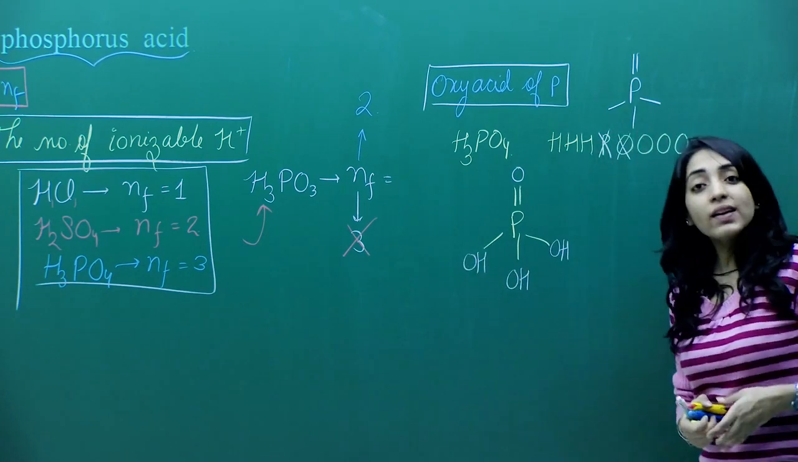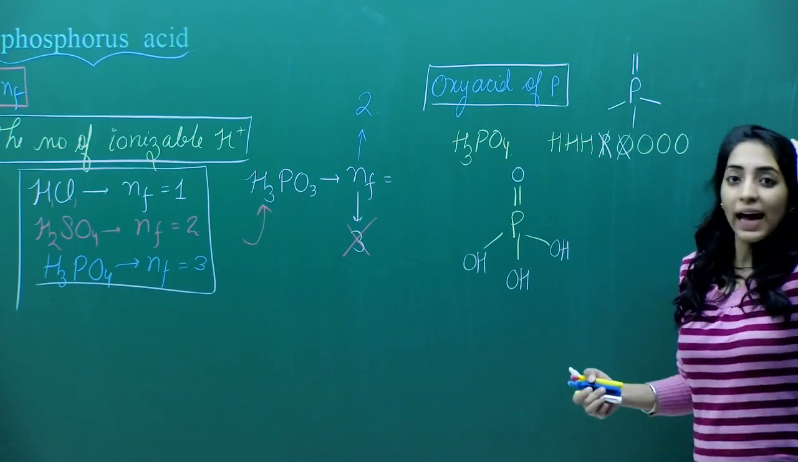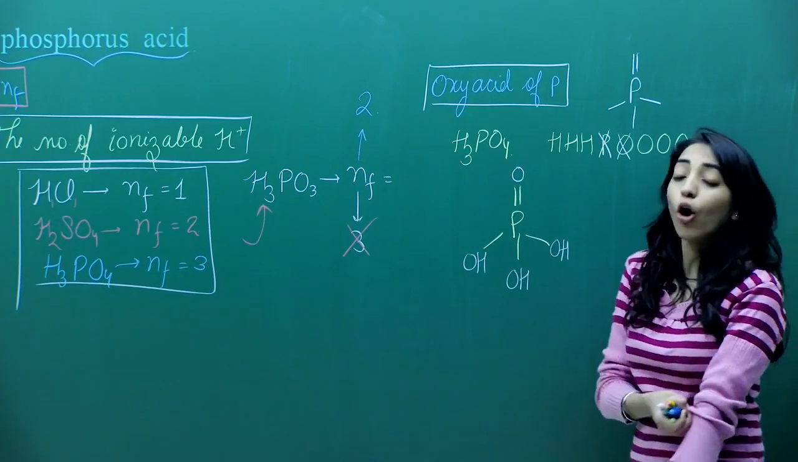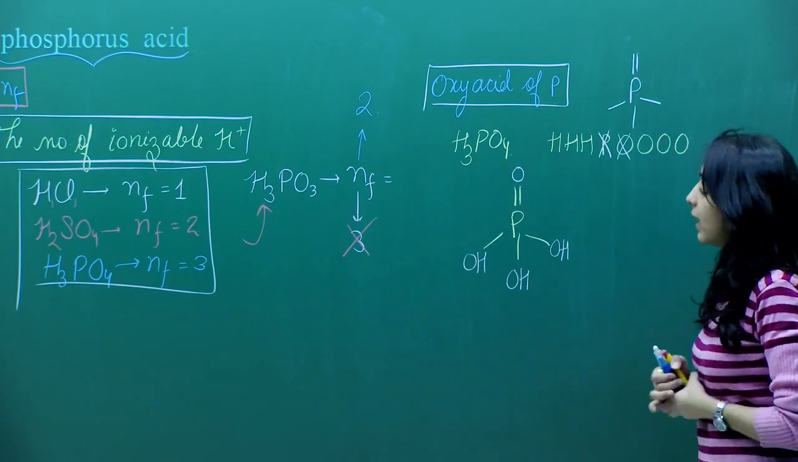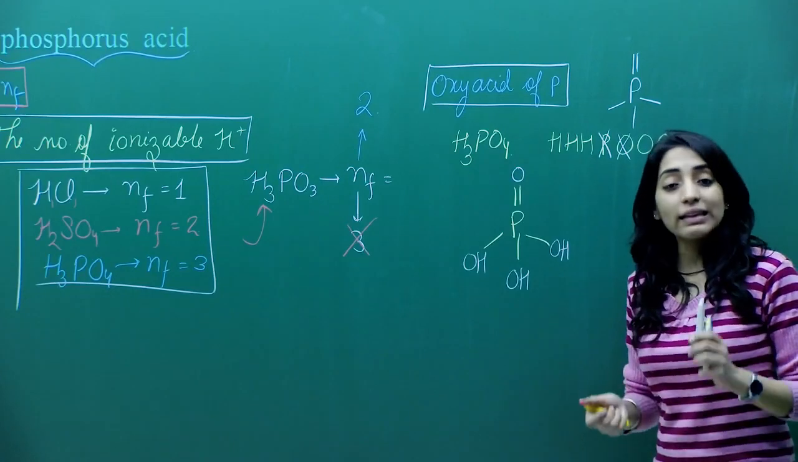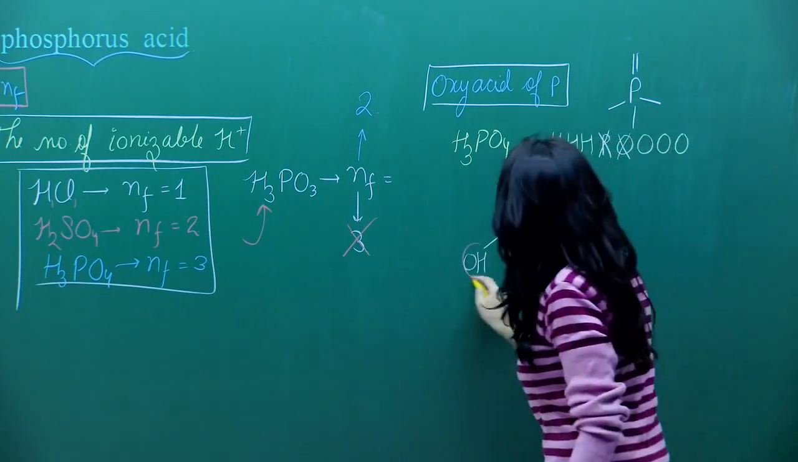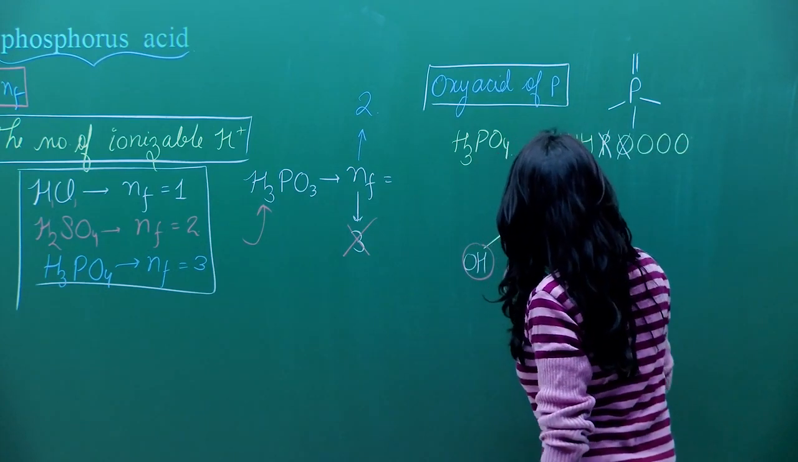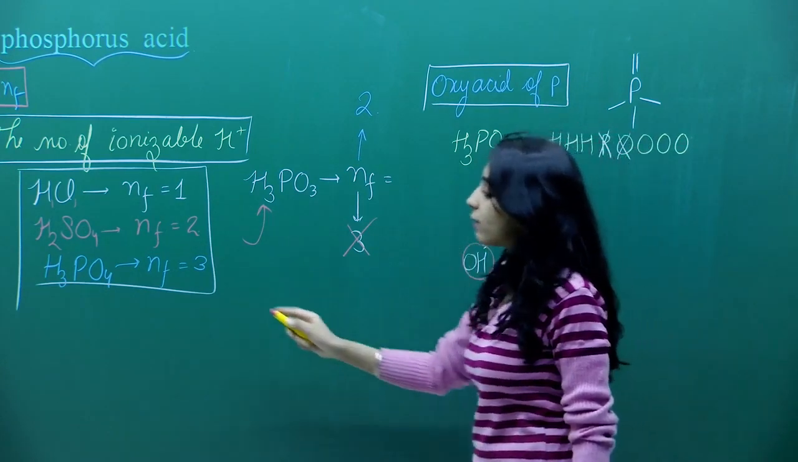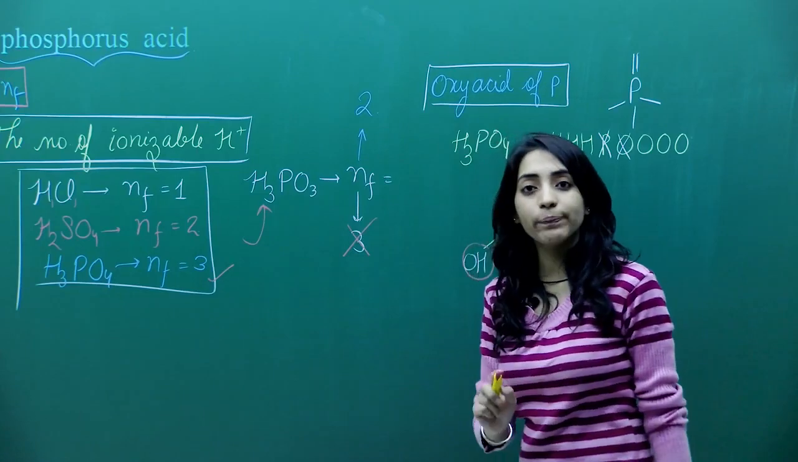In the case of phosphoric acid, or let us say in the case of all the acids of phosphorus, the hydrogens which are attached to oxygens are the ionizable protons. So how many ionizable protons are there? 3. That is why the n factor of H3PO4 is 3.